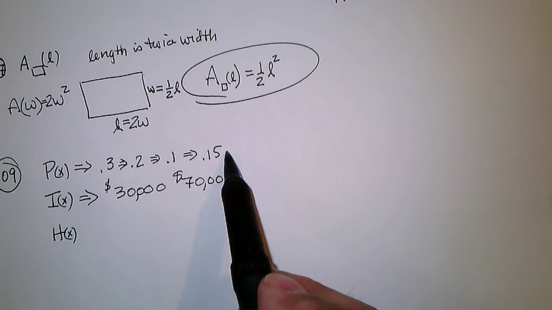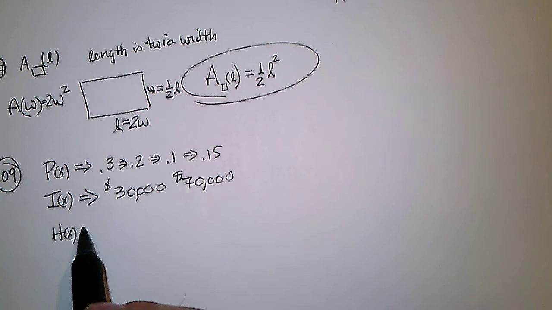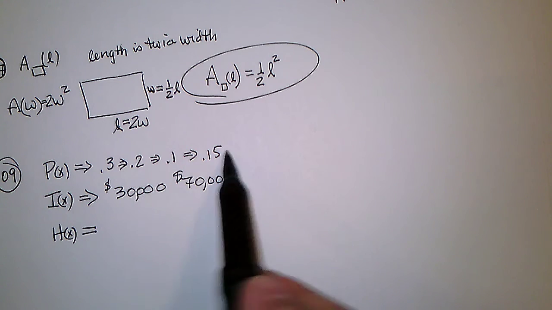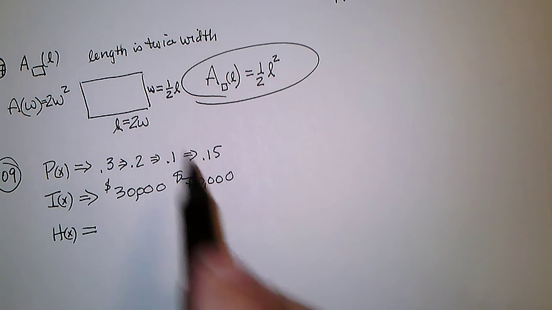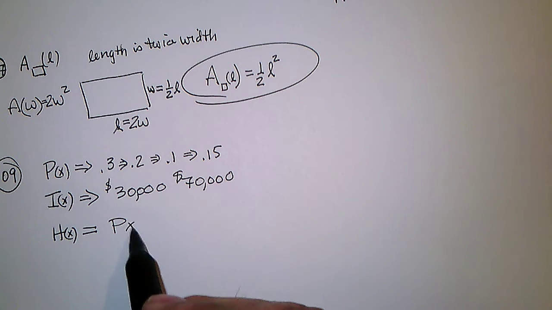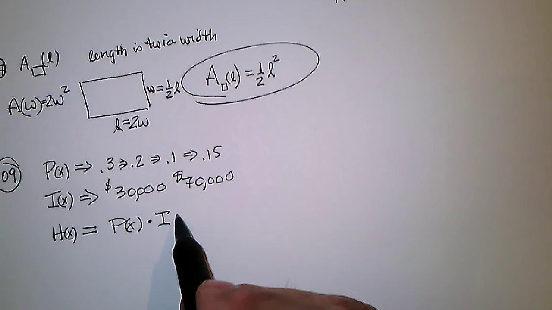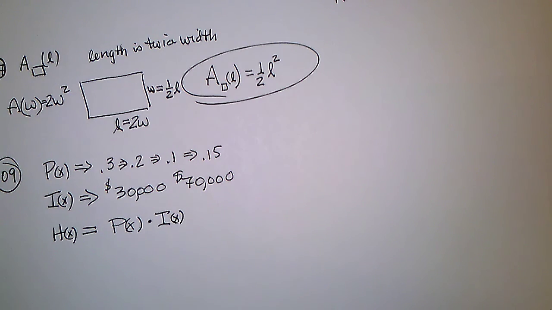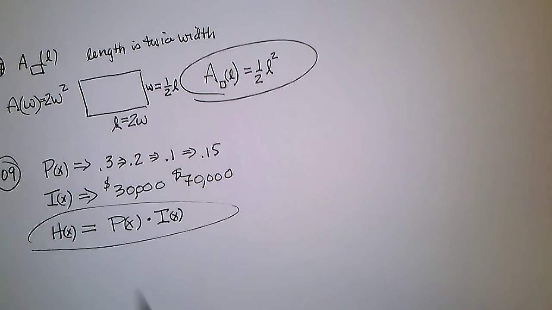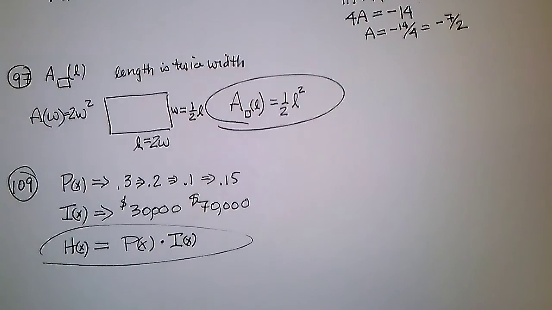P is some kind of percentage. How do you figure out the total amount of dollars you spend on healthcare? Well, it would be this percentage of the income. So it would be P of X times the income that you get in that year. And this is all they wanted you to do, is come up with that. Got it?